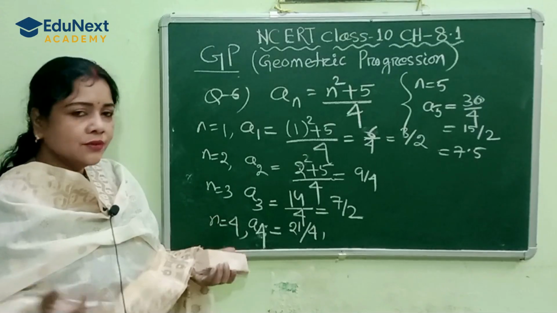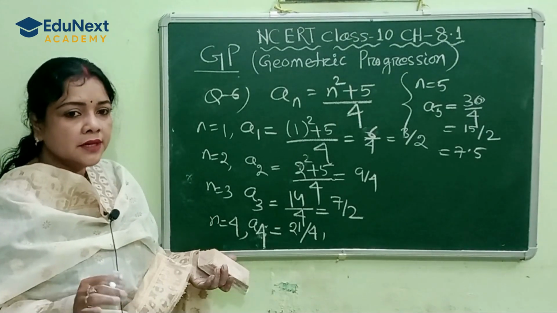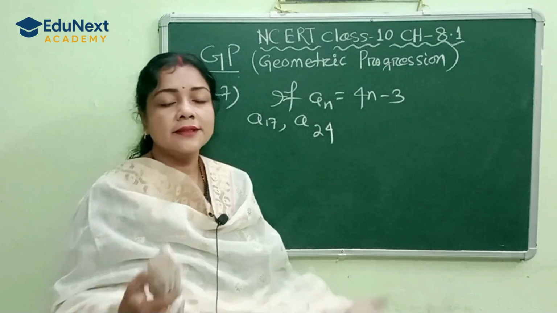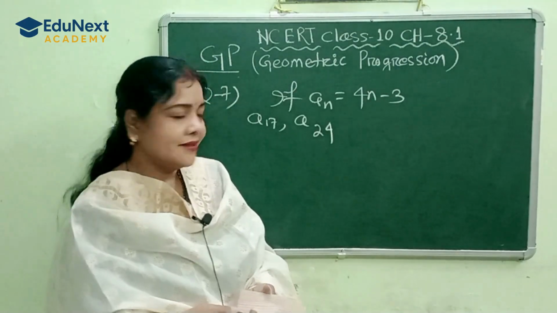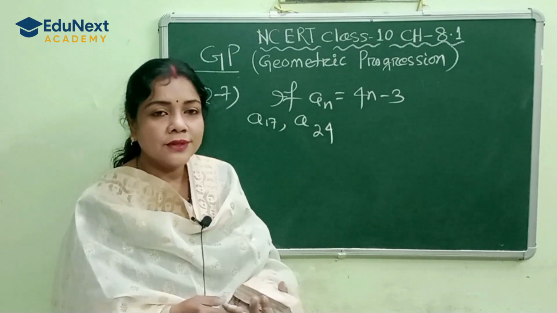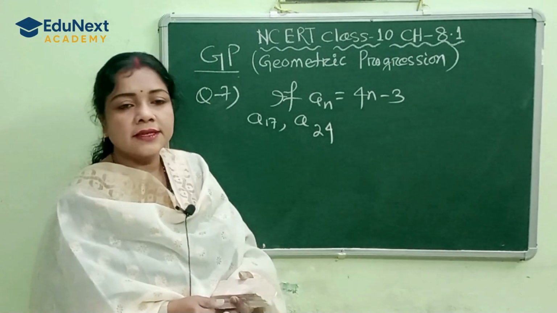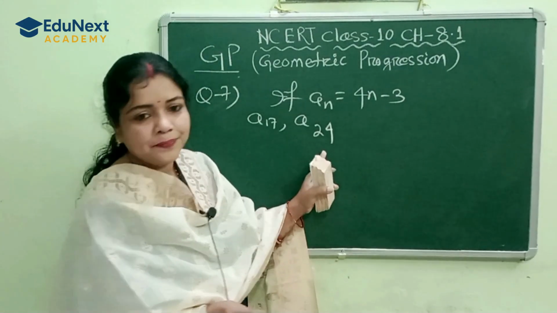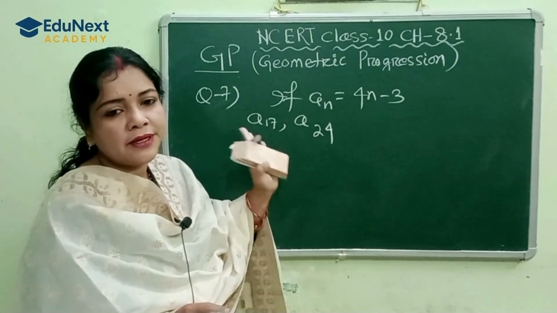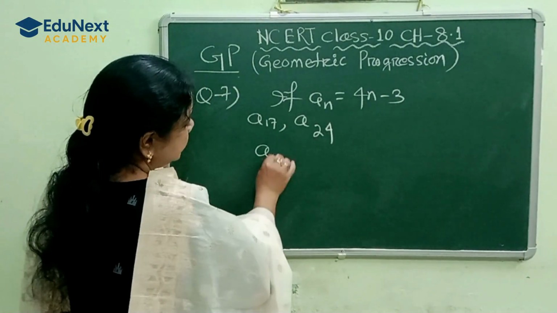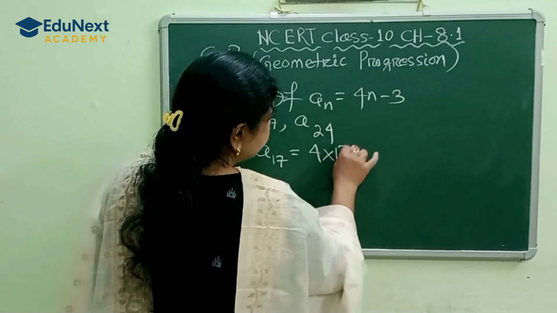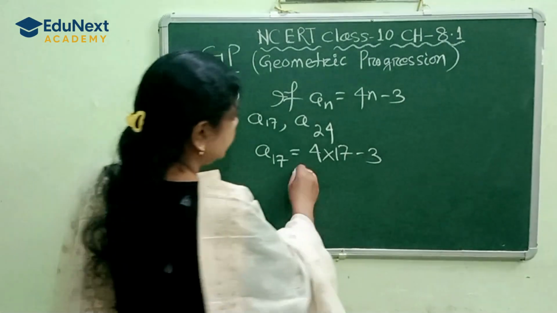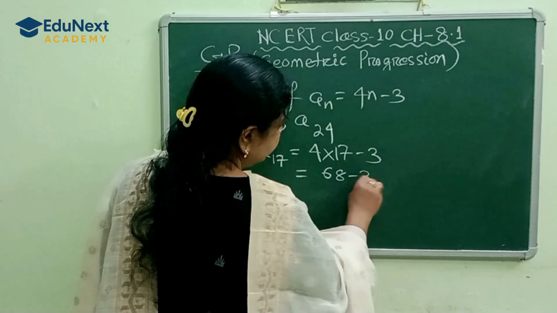So I have solved very similar questions here, nothing different. Now question number 7 is quite different. Let us solve that. Now let us solve this question number 7. A little bit different, don't be confused here. Here a_n is given as 4n minus 3. You have been asked to find a17 and a24. Very simple. In place of n, you have to put 17 and 24. That means a17 is equal to 4 into 17 minus 3. That is 68 minus 3, that is 65.